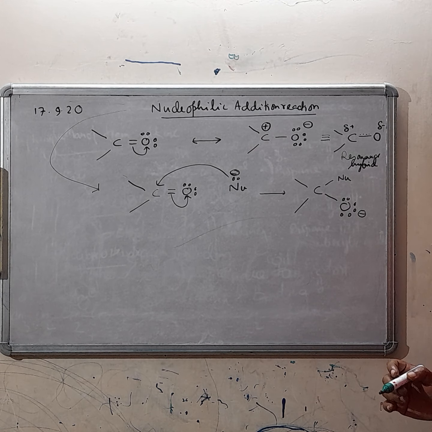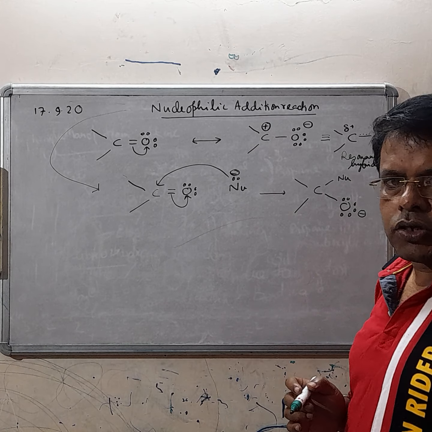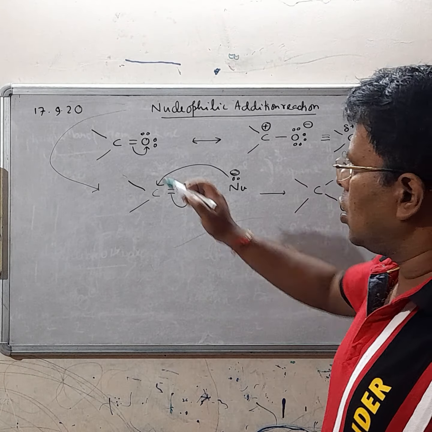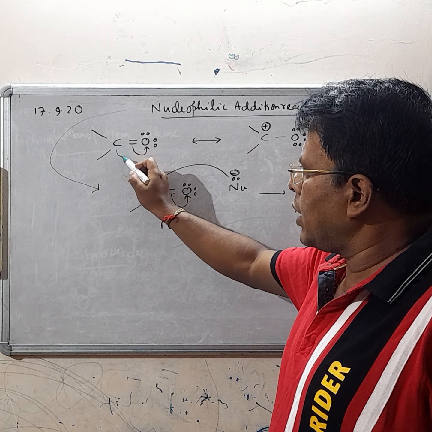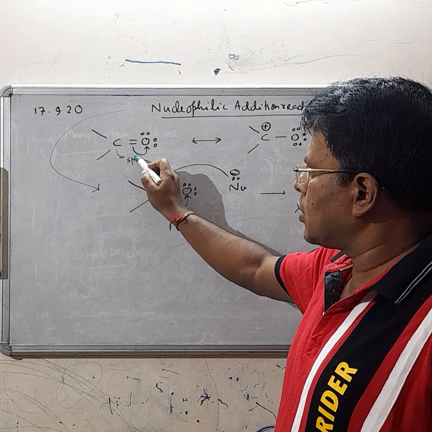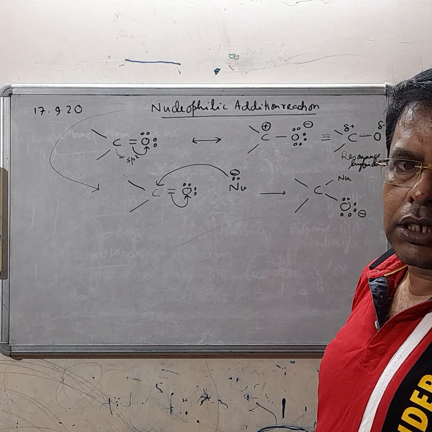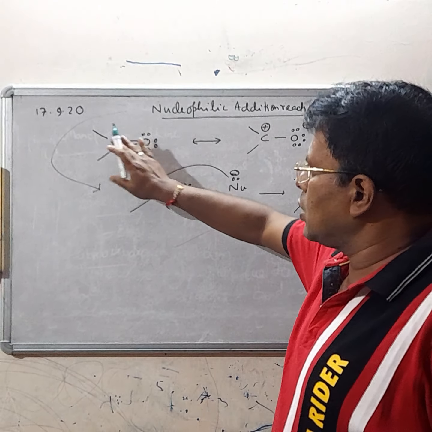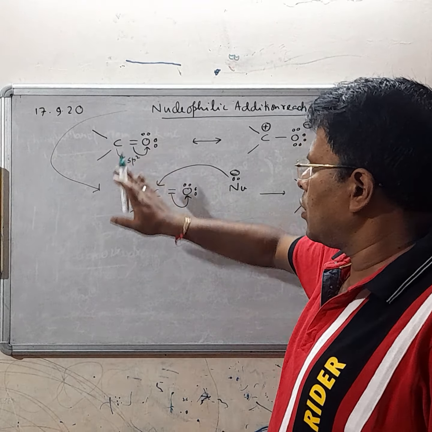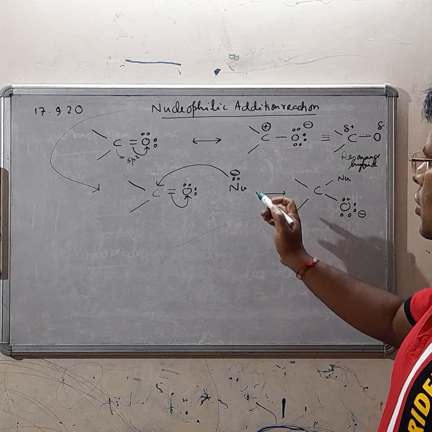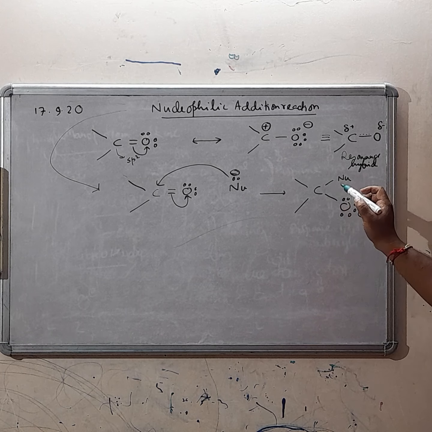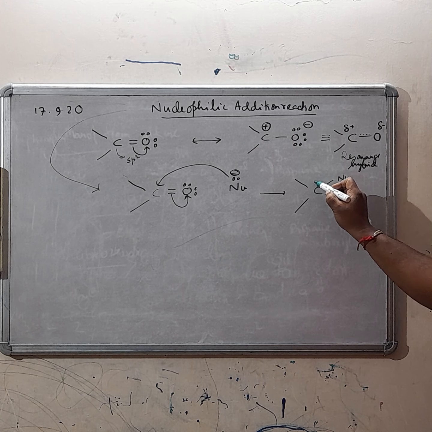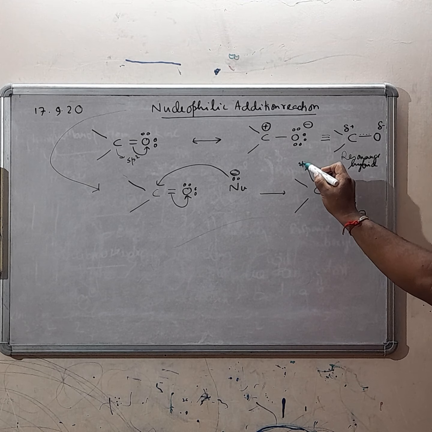Now there also occurs a change in hybridization. In the carbonyl group, this carbon atom is sp2 hybridized, so this unit is planar. Because of the nucleophile attacking, there is a change in hybridization of this carbon. Now it is sp3 hybridized.